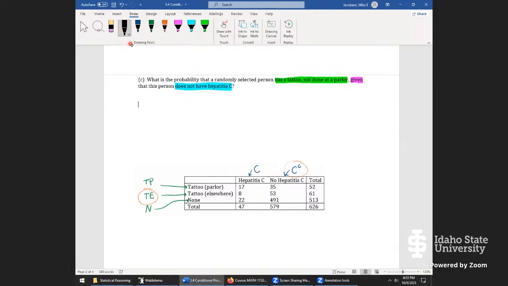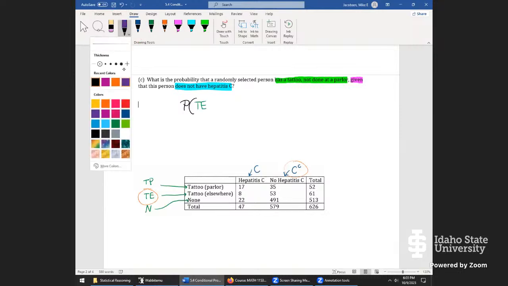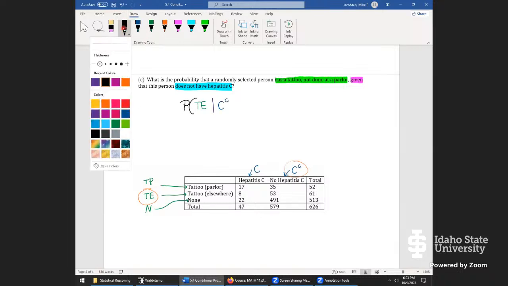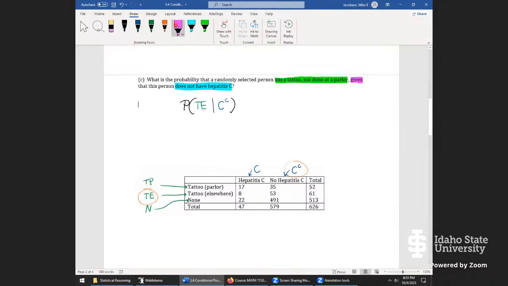Always a good idea to write down the probability statement, so if that comes up as the question, we'll know what the meaning is. So I'm going to write, what is the probability? Tattoo not done in a parlor is tattoo elsewhere, so let's go TE for this person has a tattoo done elsewhere. The given right here, we'll just put in a vertical bar to represent it. And does not have hepatitis C, we put in as C complement. Sorry, talking's hard today. Okay, I think we've got it, folks.